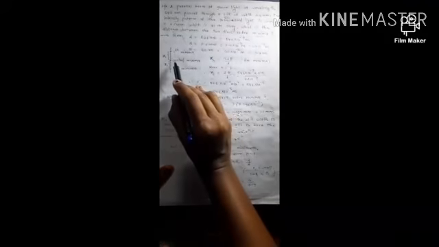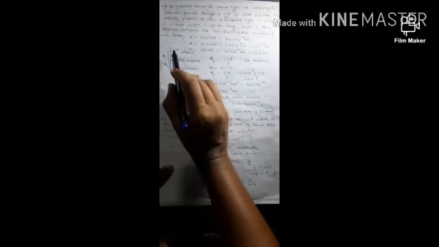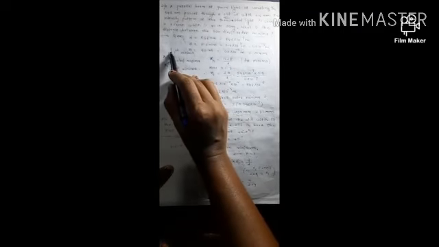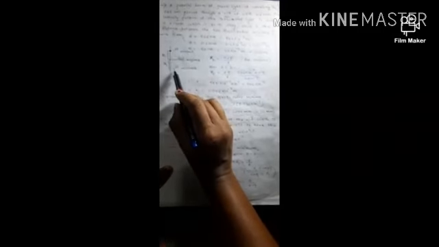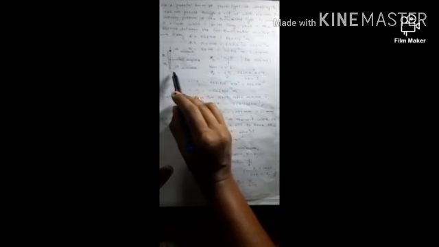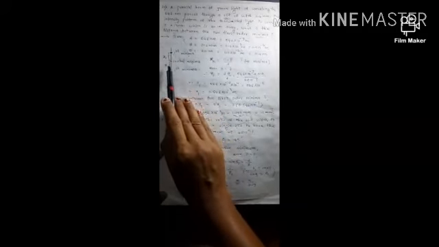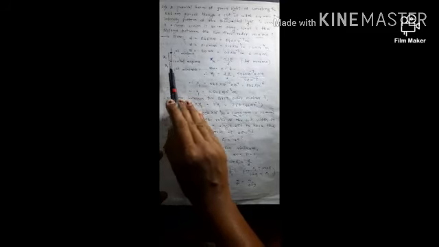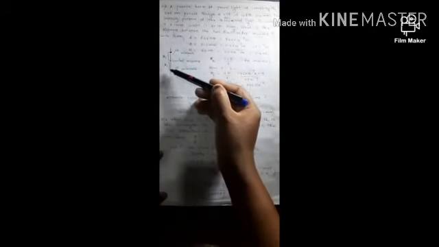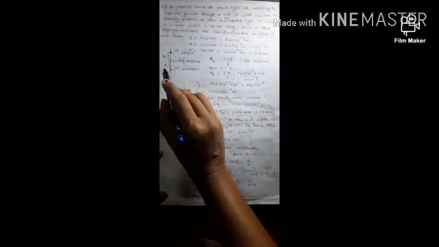What is the distance between the two first order minima? So this is the central maxima. Above the central maxima, there is a first minima, as well as below the central maxima, there is a first minima. So assume this distance as x1, this distance as x1. So they have asked the distance between these two, which means distance equals twice x1.